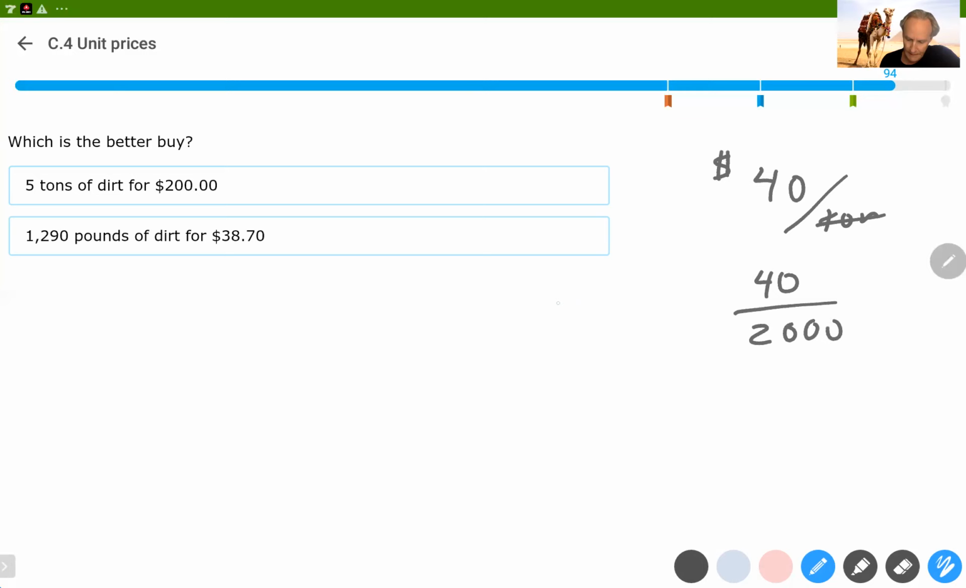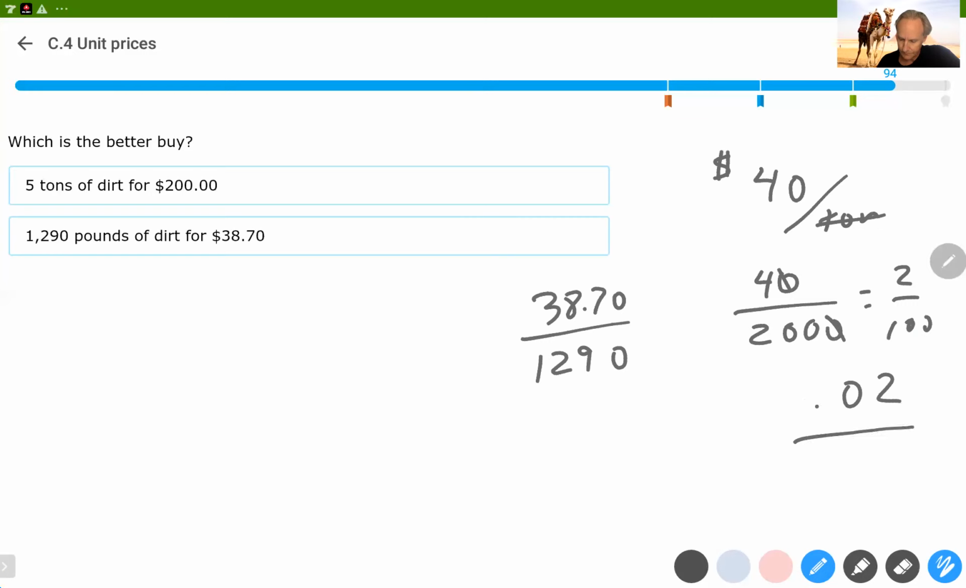And we want to compare that with 3870 for 1290. And we want to see which one is larger. Well, one of the things I can do is I can say that this is 4 over 200, which happens to be 2 over 100. This is 0.02.